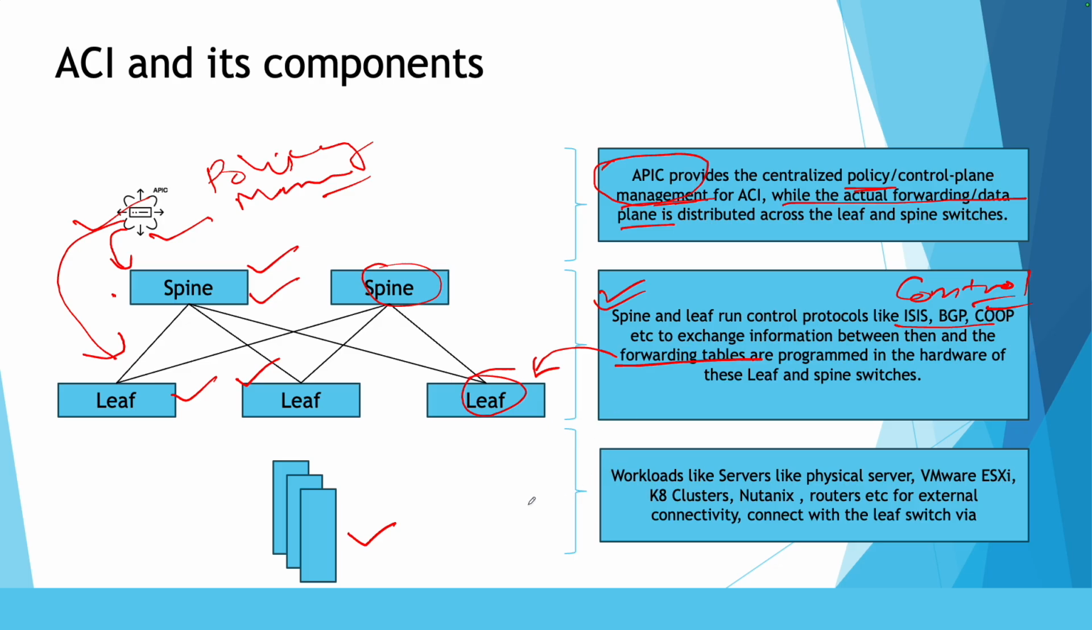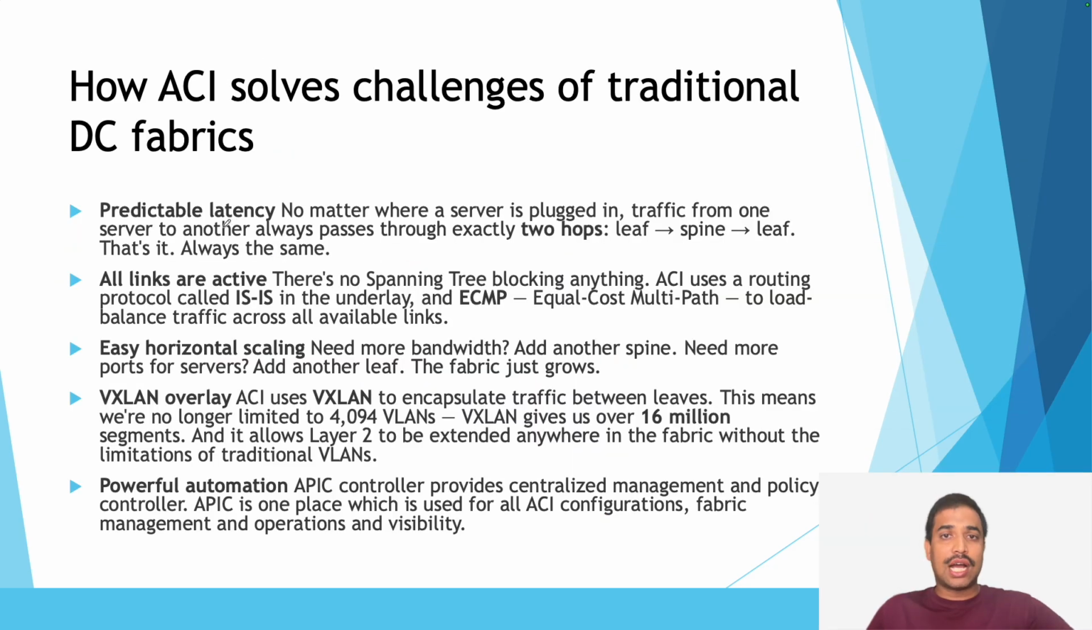Then at this layer, connected to access, if we want to compare it with the traditional network, these are workloads like physical servers, VMware ESXis, Kubernetes clusters, etc. Now let's see how ACI solves the challenges of the traditional network. So first, as we saw, spine leaf kind of architecture.